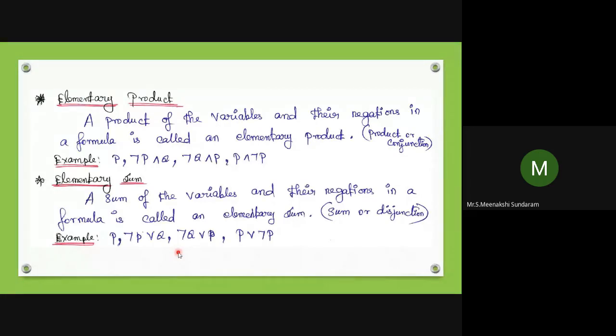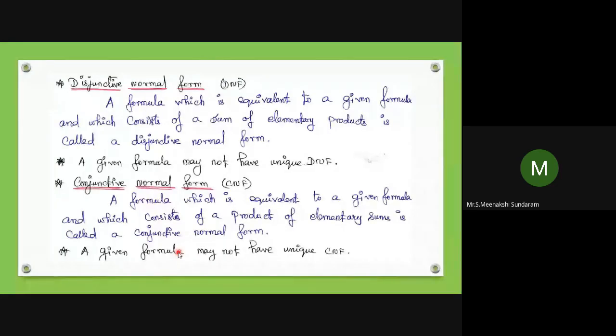And disjunctive normal form: a formula which is equivalent to a given formula and which consists of a sum of elementary products is called a disjunctive normal form. A given formula may not have a unique DNF. Some of the students can write it a different way also. Sum means disjunction, product means conjunction. So inside the bracket there will be conjunction, outside the bracket there is disjunction. So it is a sum of elementary products.